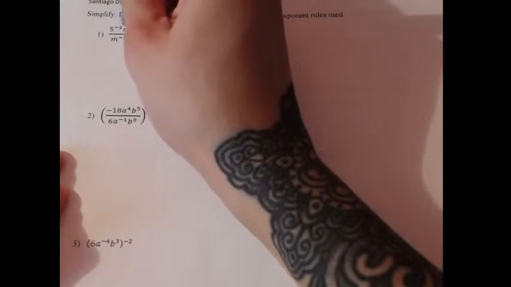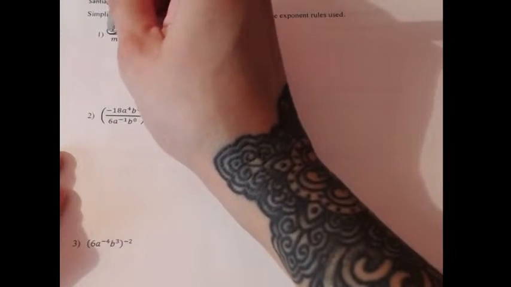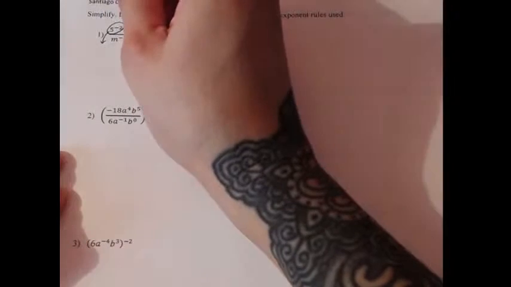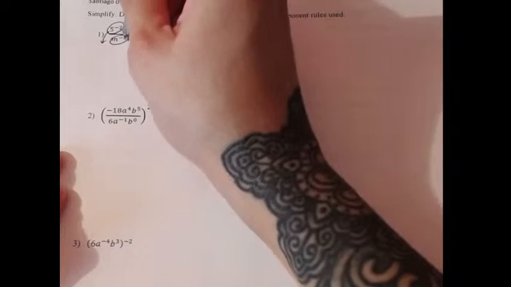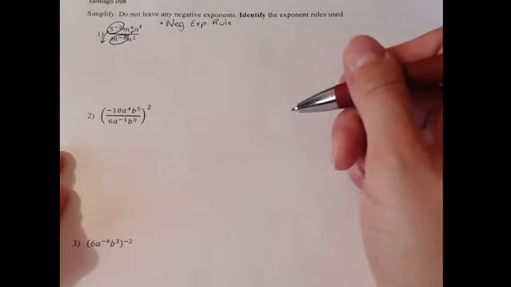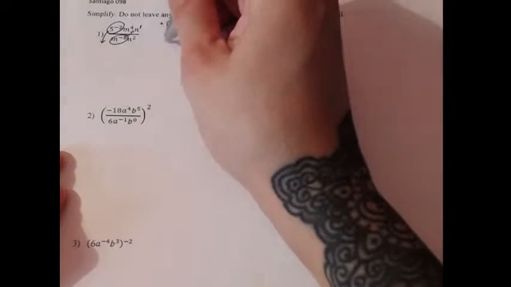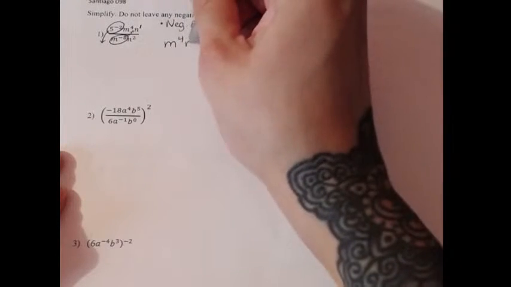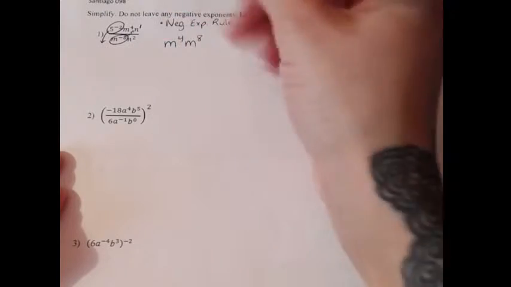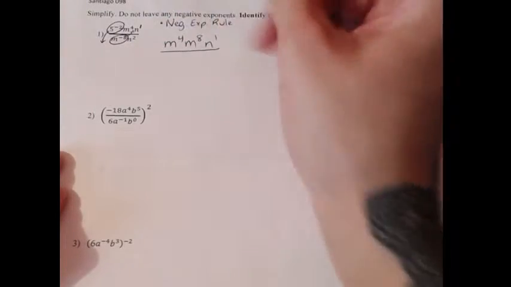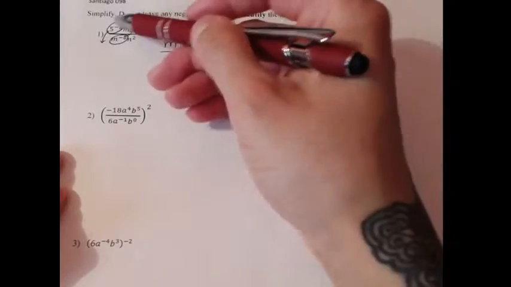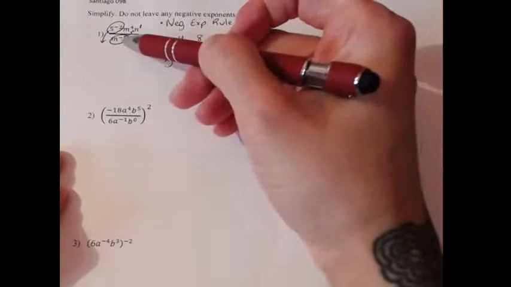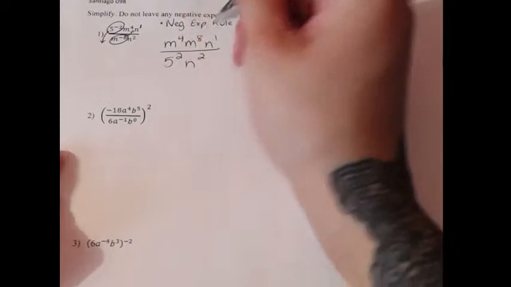So I'm going to note that my 5 is being raised to the negative second power, and I'm going to move that to the denominator. And I'm going to note that my m to the negative eighth will move to the numerator. So that gives me m to the fourth, m to the eighth, because it moved to the numerator, n to the first, all over, we're going to bring the 5 to the negative 2 down to the denominator, so it becomes 5 squared. And we still have an n squared in the denominator.